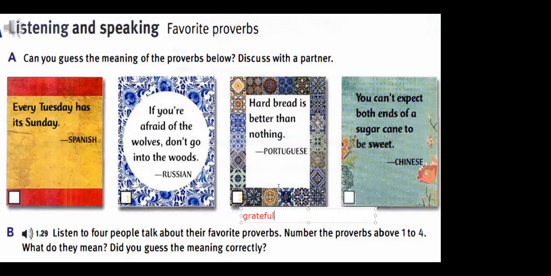What's number three? You can't expect both ends of a sugar cane to be sweet. Okay, number three, you can't expect both ends of a sugar cane to be sweet. Okay. Any thoughts about this? Now, what's the idea? What do you understand about this one? Felix, Yasmin or Maru, please. What do you understand about this Chinese proverb?